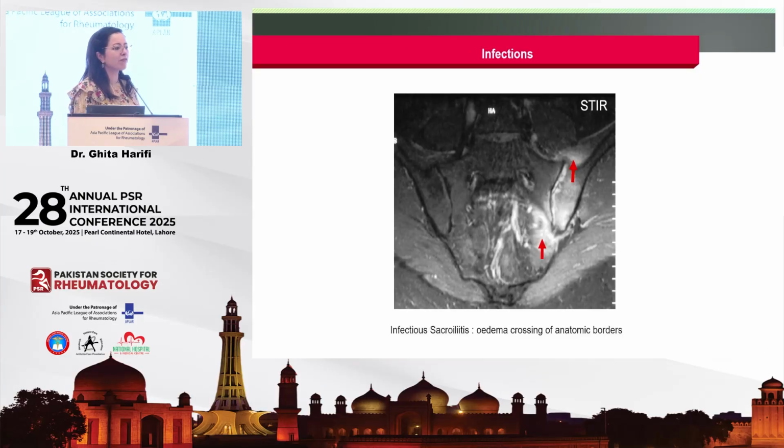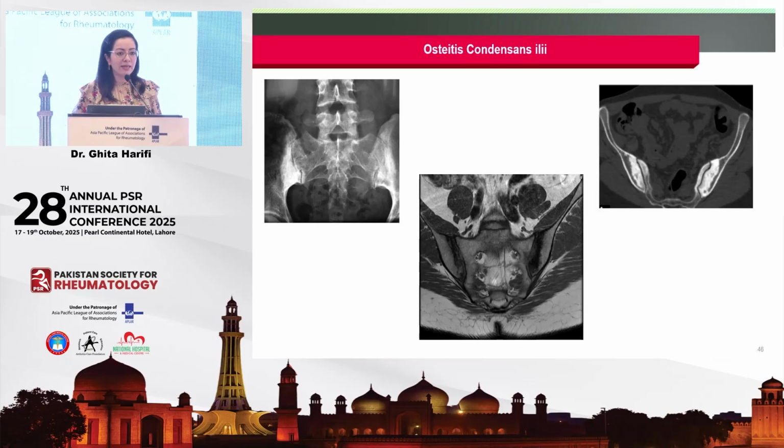Infections, when in the context of sacroiliitis, usually give a clinical picture of unilateral sacroiliitis. The particularity here is that usually the edema or the inflammatory changes cross the anatomical borders of the joints and go beyond the joints. This is what we see in infections like TB or brucellosis, etc. This is one of the situations where, rarely, we need to inject gadolinium in case of doubt.